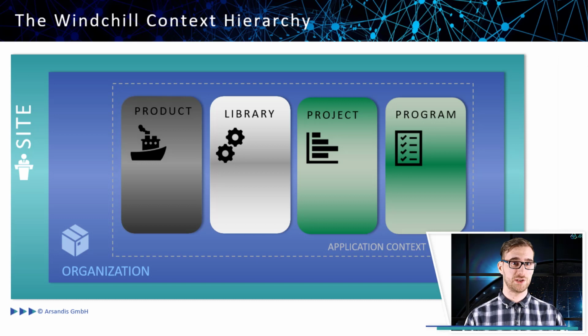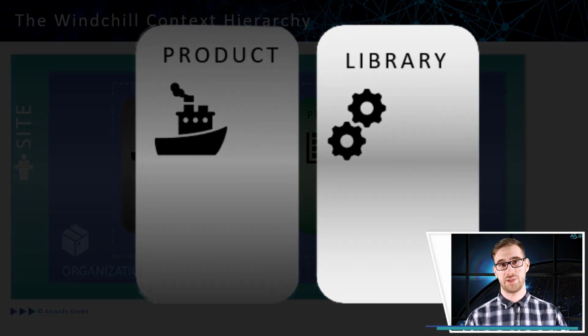Hello. When you work with Windchill PDM Link, information is stored across different application contexts. You can think of these application contexts as large information containers. With Windchill PDM Link, you get two types of contexts: products and libraries.